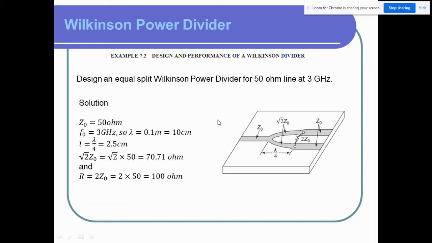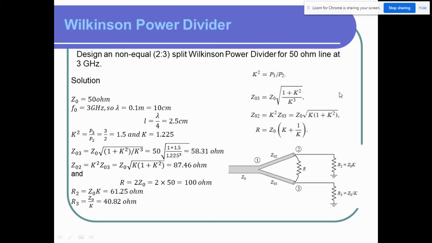The design is done. So it's for the equally split. If it is not equally split, what will happen? Here, there is one more equation. So design a non-equal, 2 to 3 split Wilkinson power divider. Here 2 to 3 means port 2 has a power ratio of 2 and port 3 has a power ratio of 3, for a 50 ohm line at 3 gigahertz. So the solution would be like this: if it's not equally split, then we need to use this formula. We need to find K. Sorry, we need to find K square actually, but in the end we need to find K also.